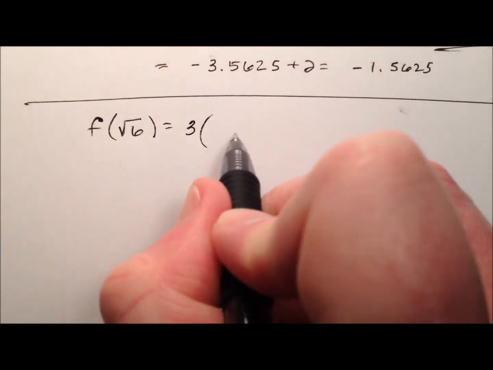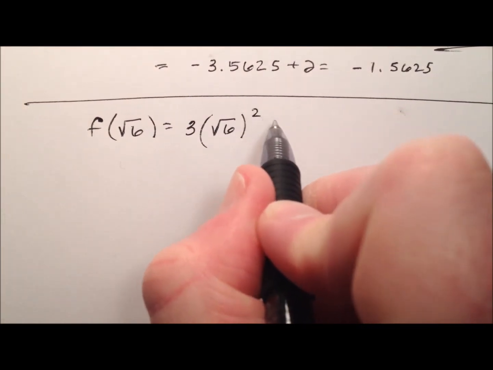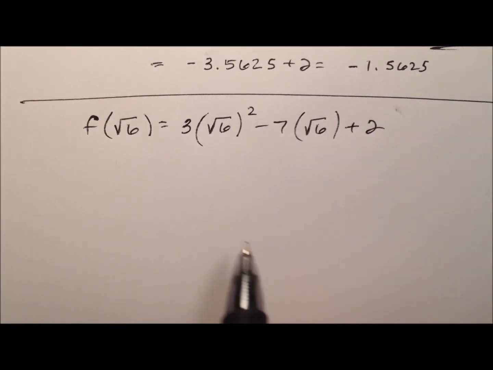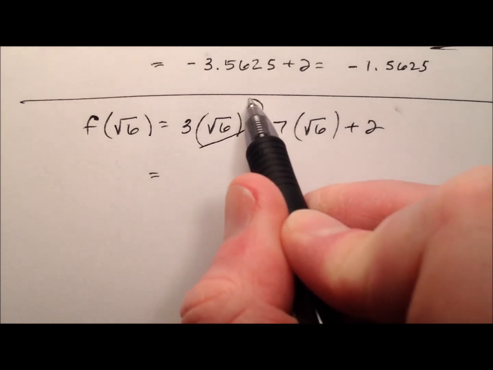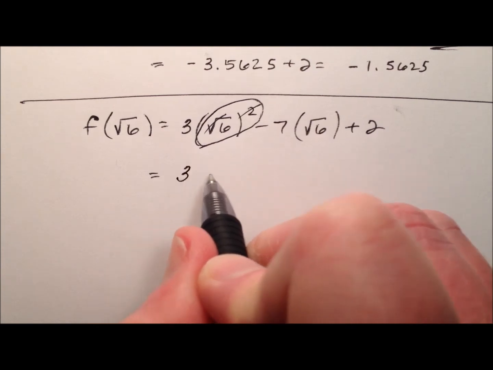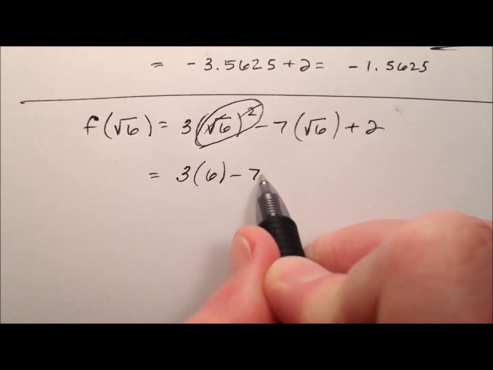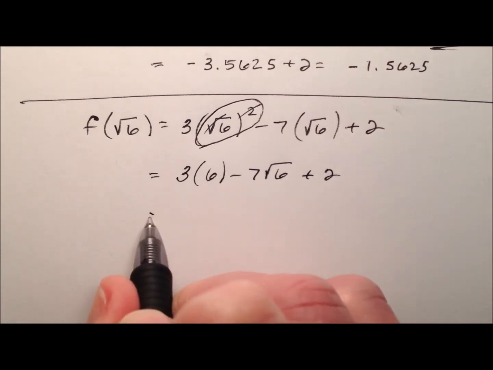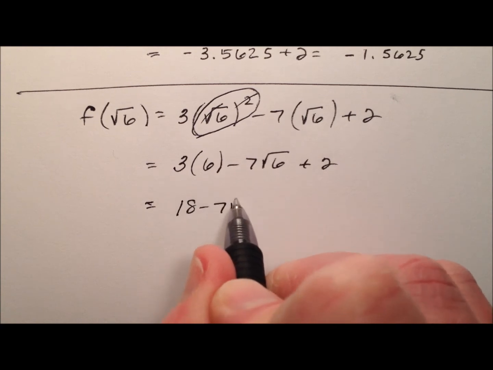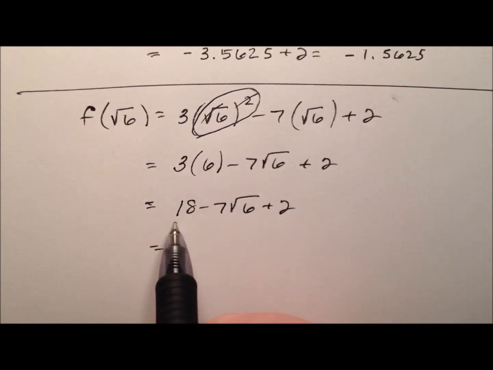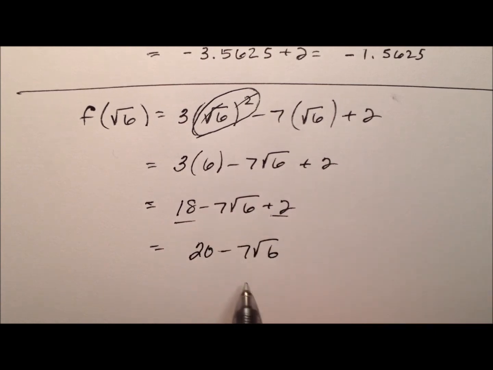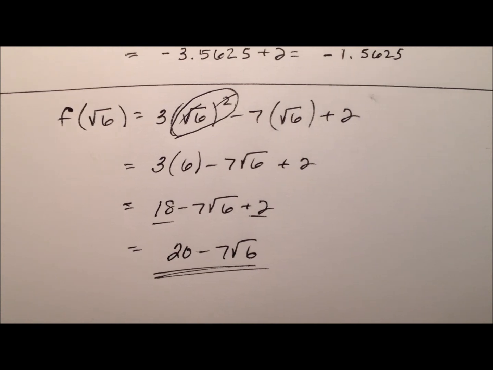So we have 3 times, and in parentheses we'll put that square root of 6 and square it, minus 7 times the square root of 6 plus 2. Okay, this one's actually pretty nice because the square root of 6 squared, well, the square and the square root cancel each other out. So I have 3 times 6 minus 7 radical 6 plus 2. 3 and 6, let's make 18 when I multiply. So when I put it all together, the 18 and the 2 can go together, so 20 minus 7 radical 6, and that'll be that final evaluation.